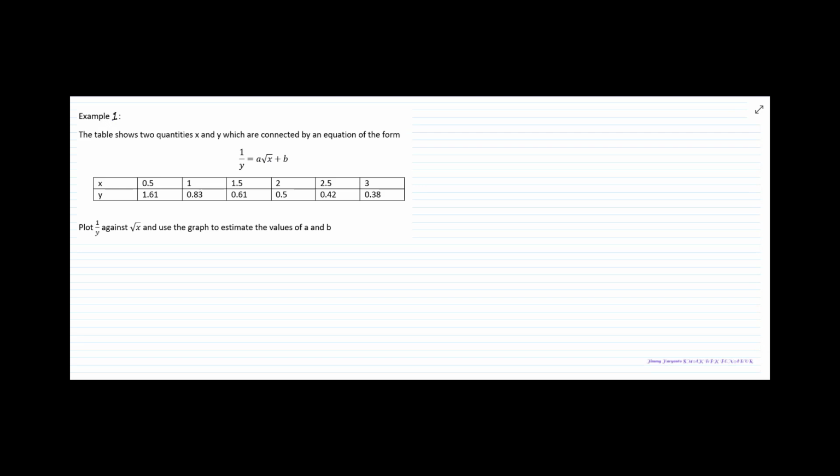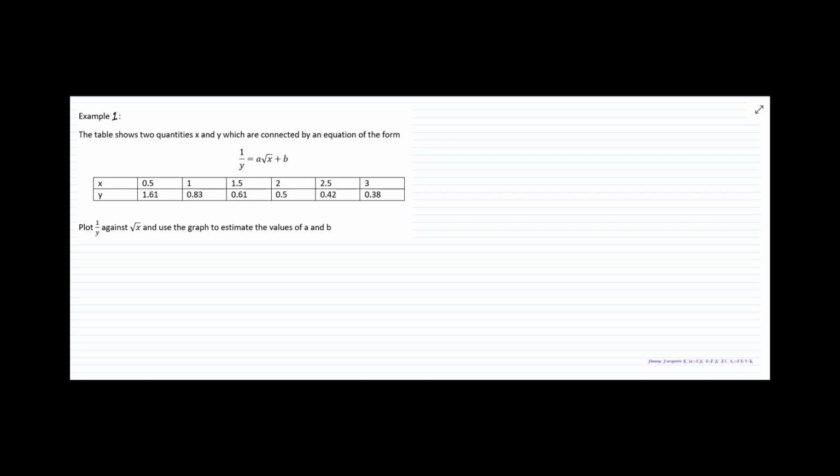Okay, look at this example number 1. The table shows two quantities x and y which are connected by an equation of the form 1 over y equals a square root of x plus b. So the original equation is given, but a and b are not given, yeah. And then the table of x and y is also given.